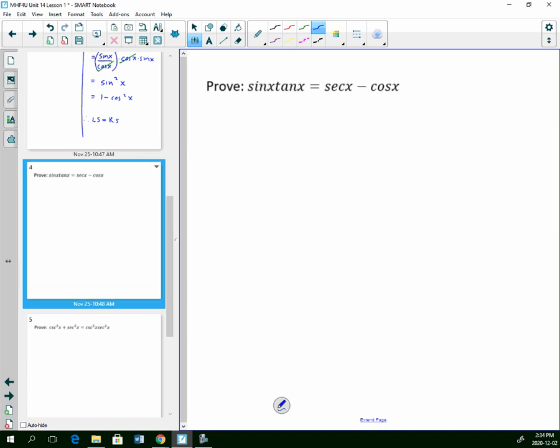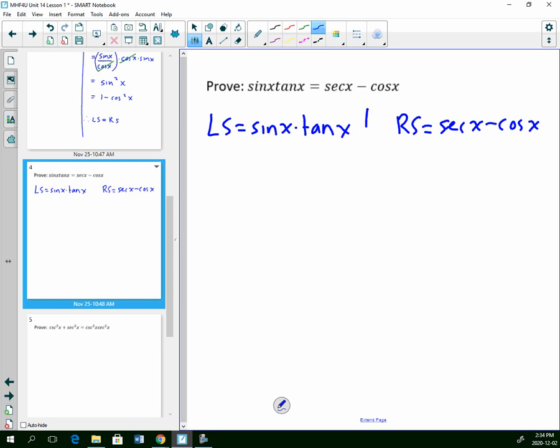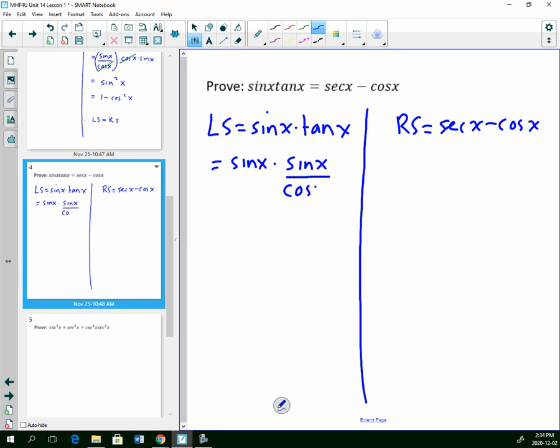Okay, so let's try this one. Left side is sine x times tan x, and right side is secant x minus cosine x. So I'll draw a line. This line is replacing my equal sign because they're not equal yet, so I want to prove that they're equal. On the left side, I think I will change tan x to sine x over cosine. What can I do to simplify? Well, I could just expand. I can't reduce anything, so I'll just multiply sine times sine over 1 times cos x.